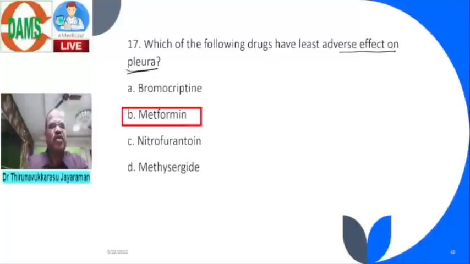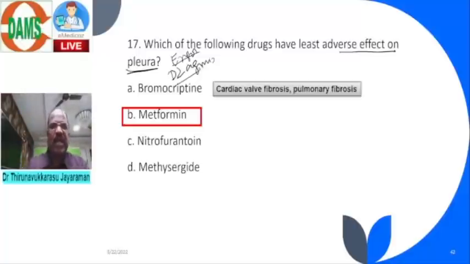That's the answer. Whereas bromocriptine is a D2 agonist, that too an ergot D2 agonist. We discussed the same point in the Parkinson chapter. We have bromocriptine, cabergoline, pergolide. All these are ergot D2 agonists causing cardiac valve fibrosis and lung fibrosis. So there is impact on pleura.